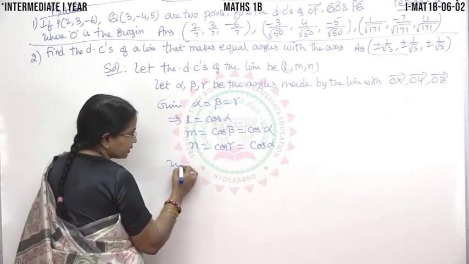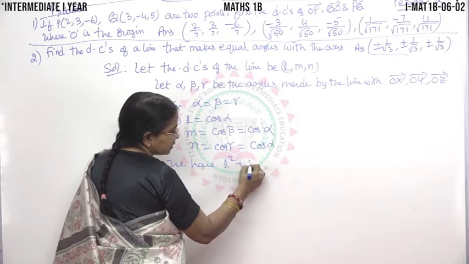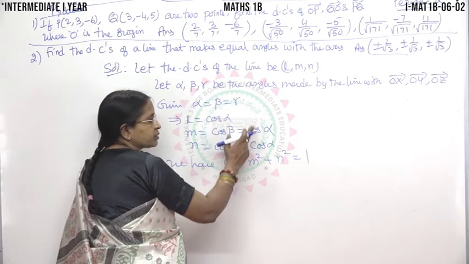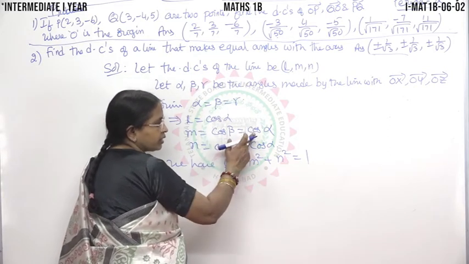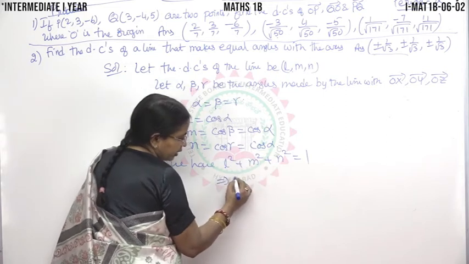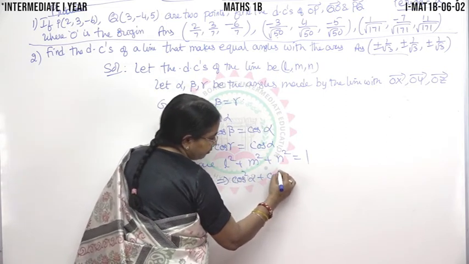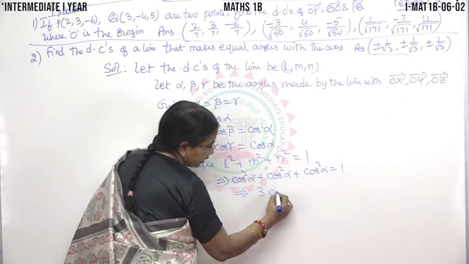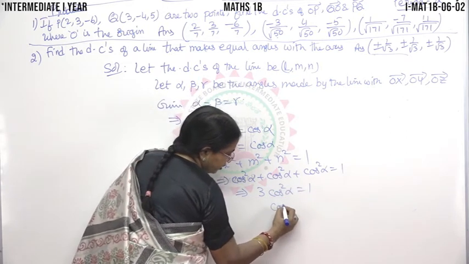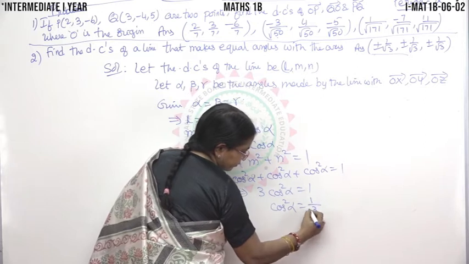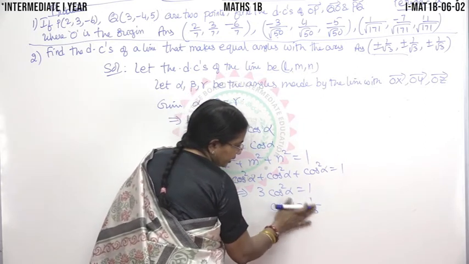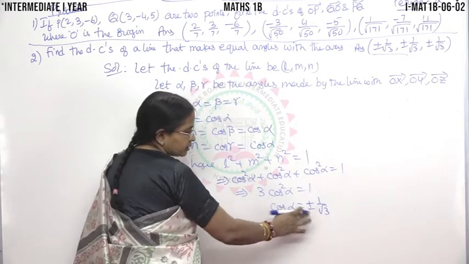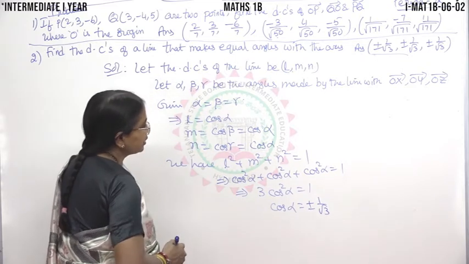We have L square plus M square plus N square is equal to 1. L square is cos square alpha, M square is also the same. So that means cos square alpha plus cos square alpha plus cos square alpha is equal to 1. So that means 3 cos square alpha is equal to 1. So cos square alpha is equal to 1 by 3. So when you bring 3 to this side, cos alpha is plus or minus 1 by root 3.